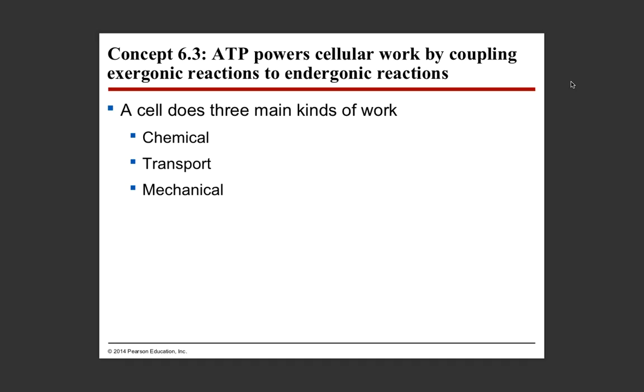So a cell does 3 main kinds of work, and all of this is going to be powered by ATP. Okay, so ATP powers cellular work by coupling our exergonic reactions, or ones that release heat or energy, to our endergonic reactions, which are reactions that actually consume heat or energy. So the cell does 3 main kinds of work, like chemical work, transport work, which we've talked about previously in cellular transport, and mechanical work.